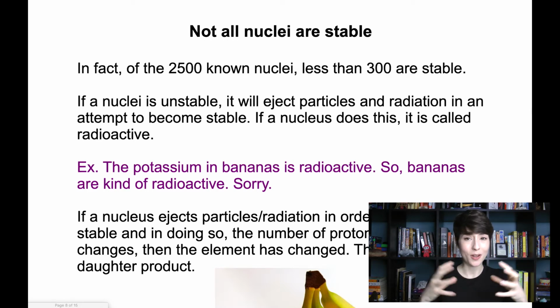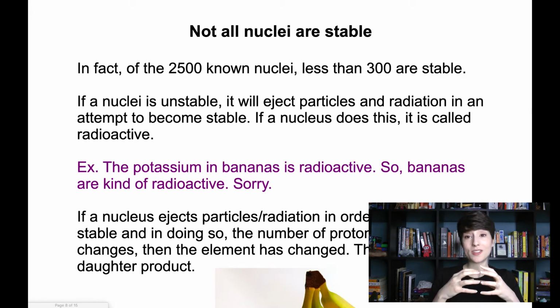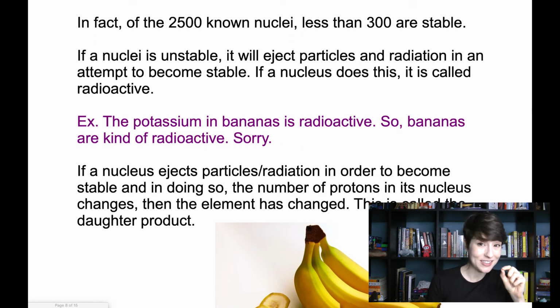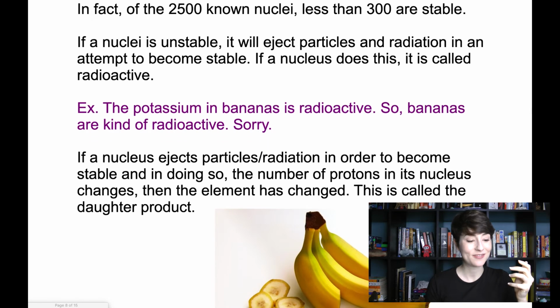So I want you to think about all of those protons and neutrons that are glued together in the nucleus. The number of protons and neutrons doesn't always create a nucleus that's going to stick together very well. Sometimes it will need to become more stable by throwing off certain particles and radiation. Here's an example. Potassium in bananas is naturally radioactive. Not that much, so it's safe, but it is radioactive.